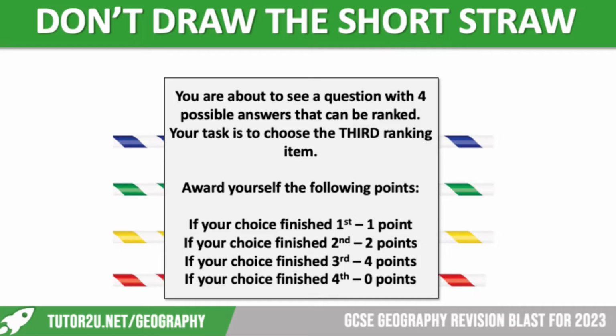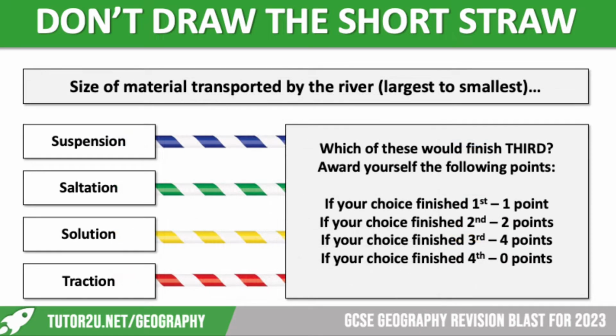Right, this will make a bit more sense hopefully in a minute. So we have the size of material transported by the river from largest to smallest, and we're looking here at processes of transportation. So we've got suspension, saltation, solution and traction. If you think about these processes, what size bed load are they carrying with them? If we put these into order from largest to smallest, which of them would finish third?